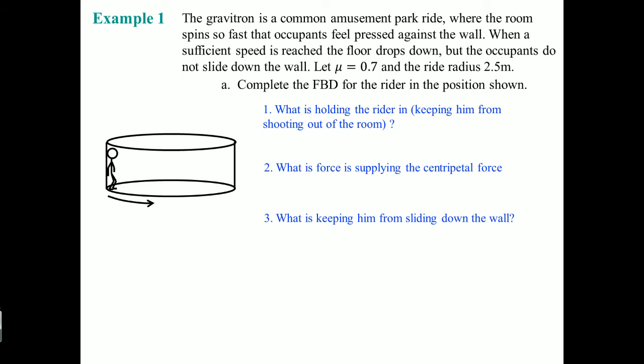So the example here, we're going to call this the Gravitron, is a common amusement park ride where the room spins so fast that the occupant feels pressed up against the wall, like the video that we saw. When significant speed is reached, the floor drops, but the occupants do not slide down the wall. Let mu be 0.7 and the ride radius be 2.5 meters.